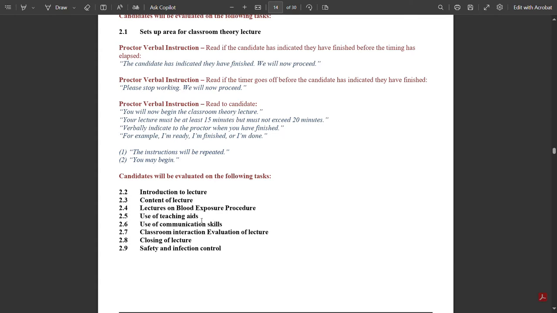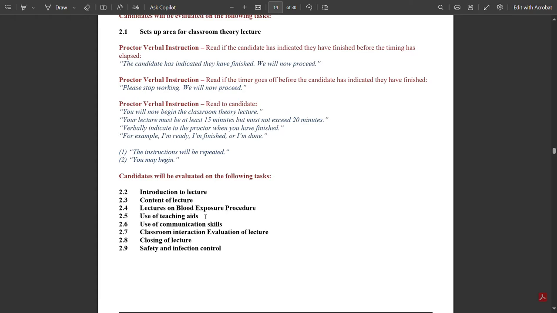2.5, use of teaching aids. Did you actually use your teaching aids, your visual aids, during your lecture? You know, if you had a whiteboard with notes on it or something, you're pointing to the things, you're using them to stimulate your students as you're teaching.